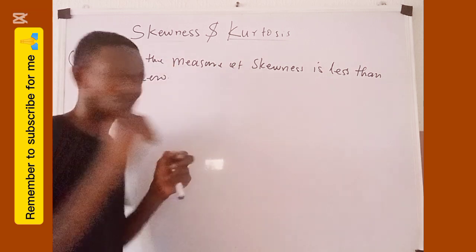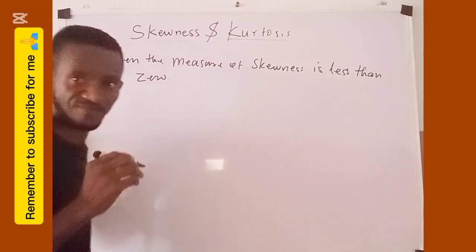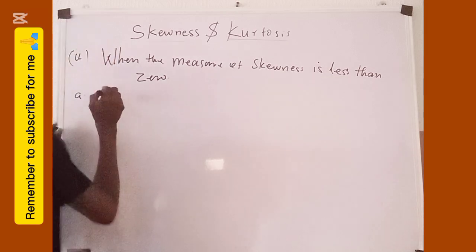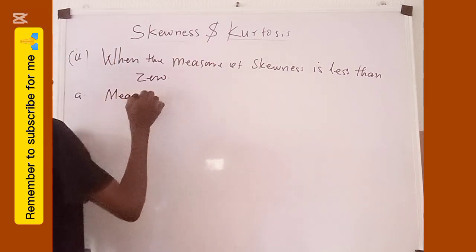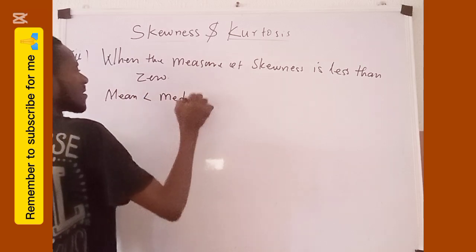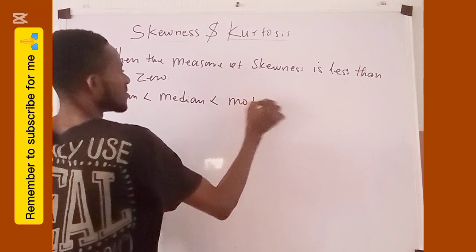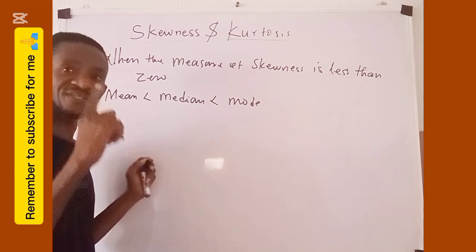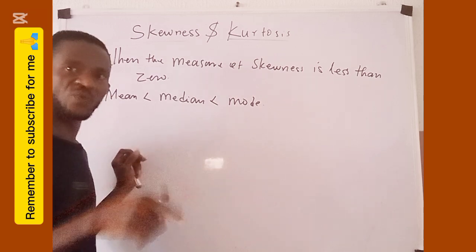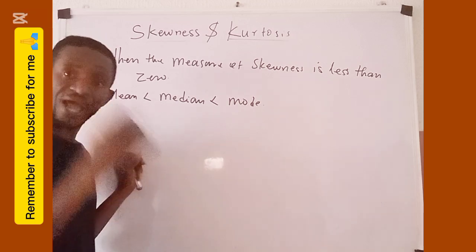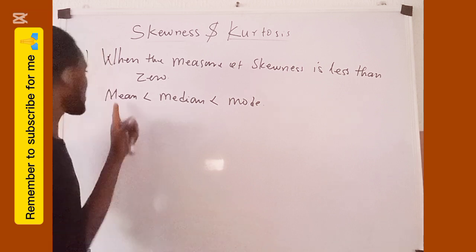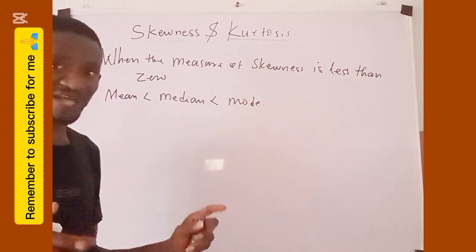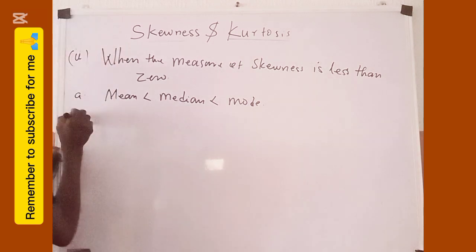What happens? Number A of what happens is this. In this condition, we are going to see that our mean is less than what? The median, which is less than the what? The mode. Do remember that in the first one, when the skewness was greater than 0, the mode is less than the median, which is less than the mean. But we are saying that when the measure of skewness becomes less than 0, our mean becomes less than the median, which in turn becomes less than the mode. We are going to show this diagrammatically so that you are able to understand what we are saying more.